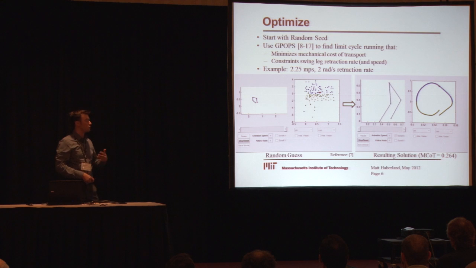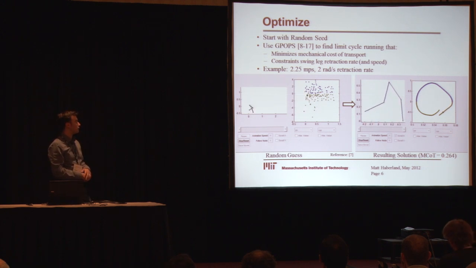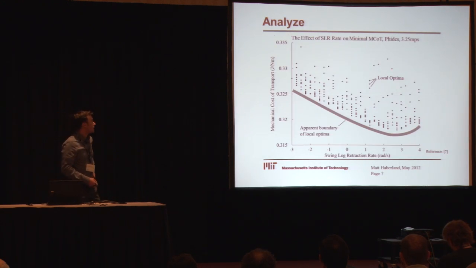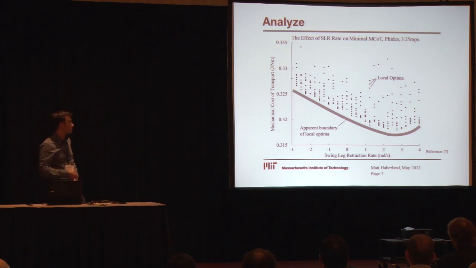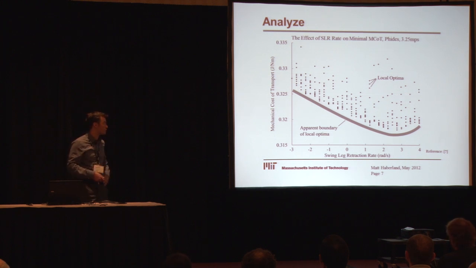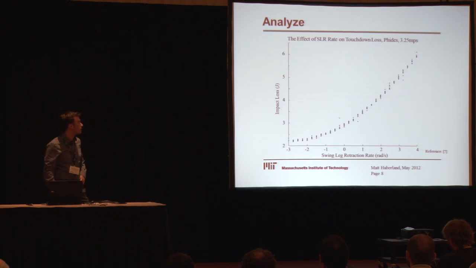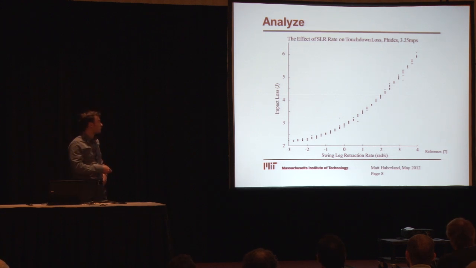So I begin with lots of different random seeds for each swing leg retraction rate. And I end up with different limit cycles, local optima. But I get a trend. As the swing leg retraction rate increases, each of these is a local minimum, and they cluster towards an apparent boundary. And so I interpret this as the global sensitivity of the mechanical cost of transport as a function of swing leg retraction rate. Now, notice that each of these local minima also has impact losses. The trend is different. It goes in the opposite direction.